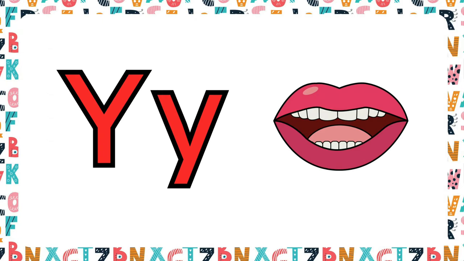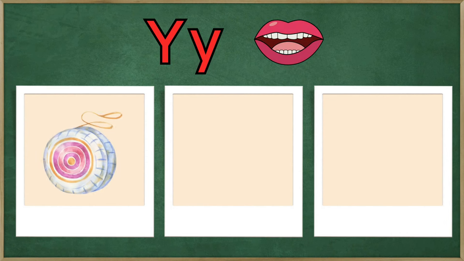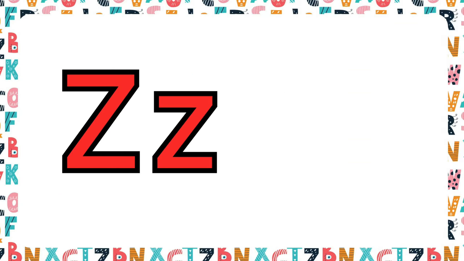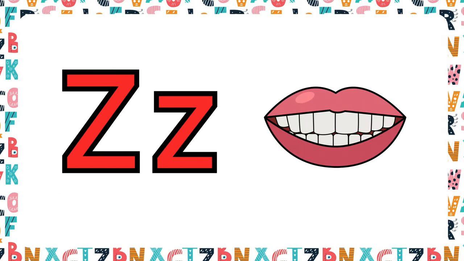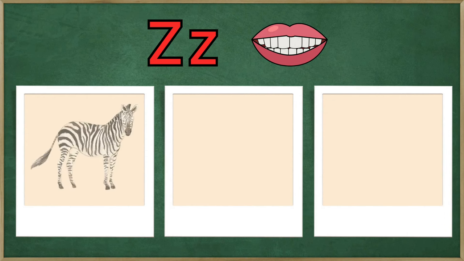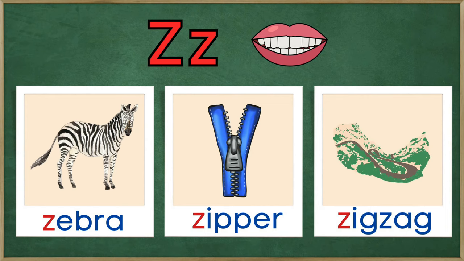Y. Y. Yo. Yo. Yeah. Y. Yolk. Z. Z. Zebra. Z. Zipper. Z. Zigzag.